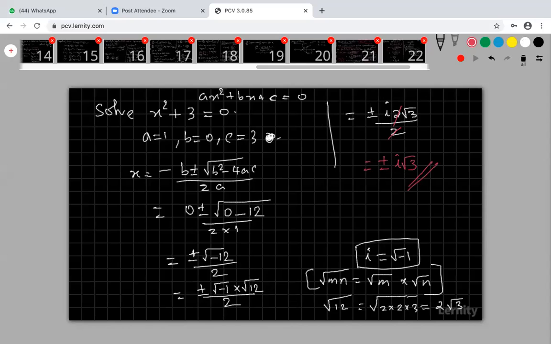Plus i root 3 is one solution. Minus i root 3 is the other solution. These two are the solutions of the given quadratic equation. Are you okay? Are you clear?